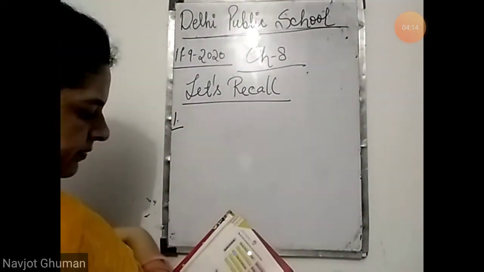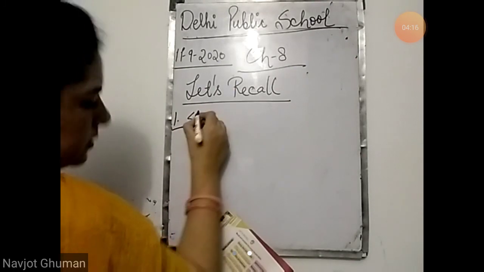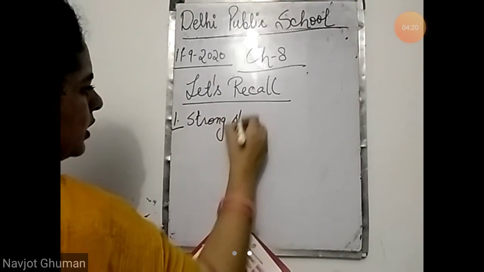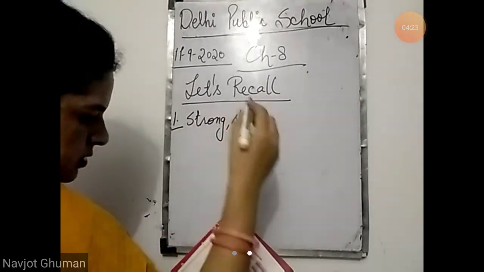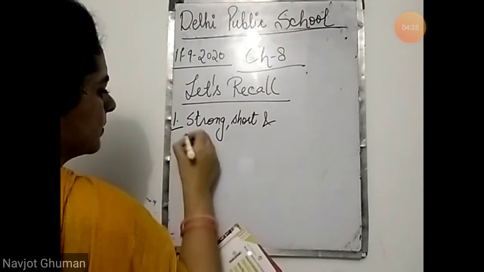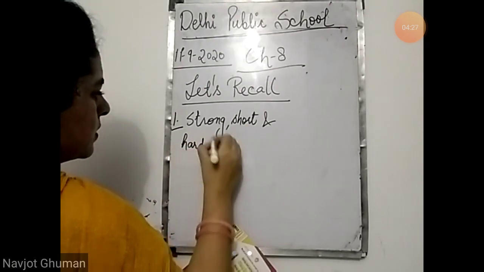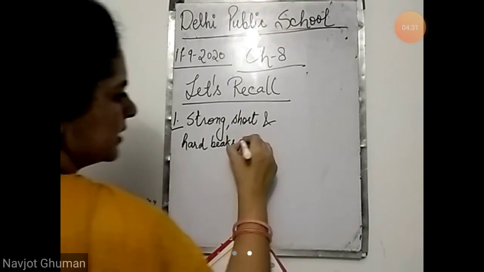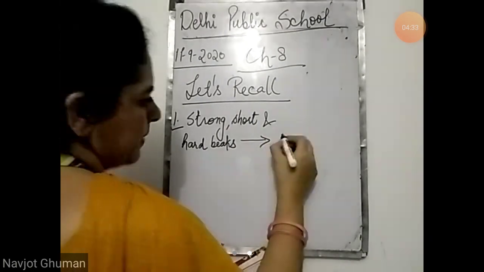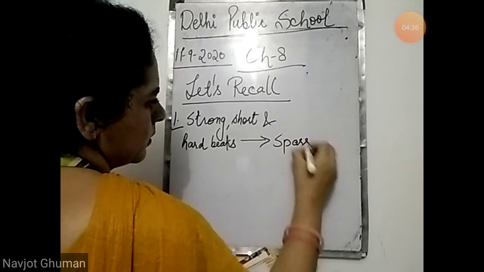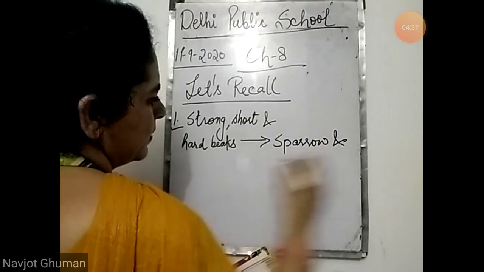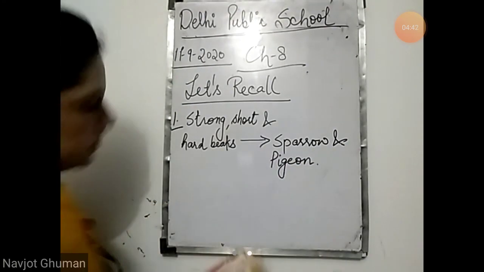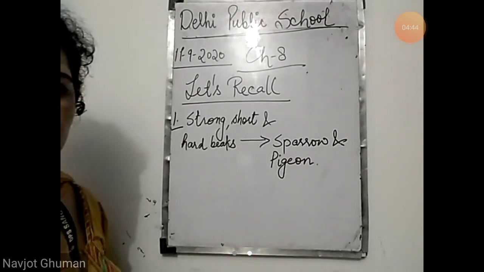First is strong, short and hard beaks. And which two birds have these? That are sparrow and pigeon. First is done for you.